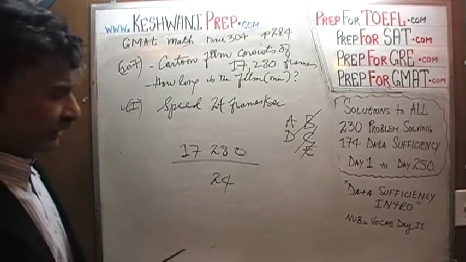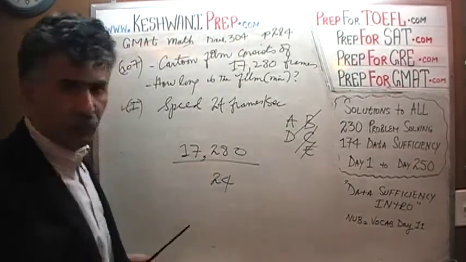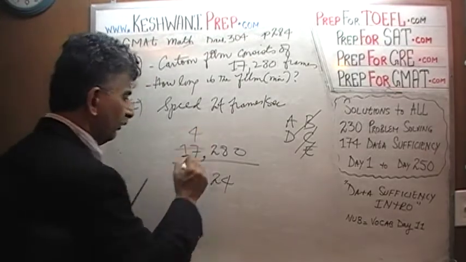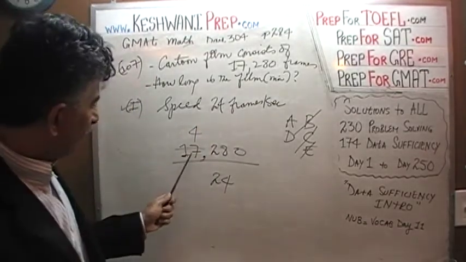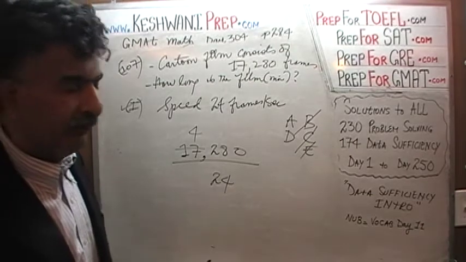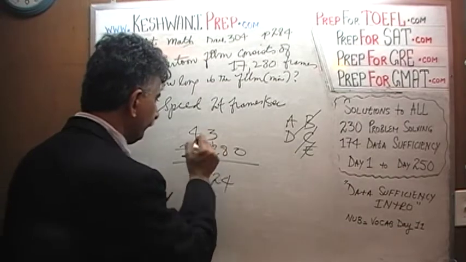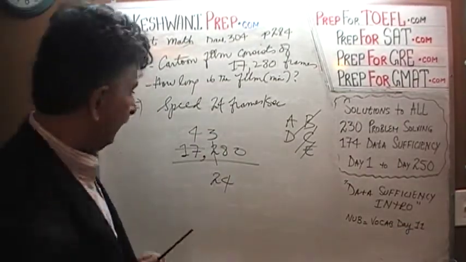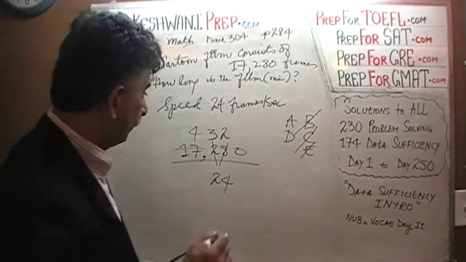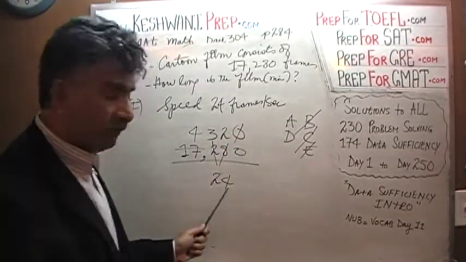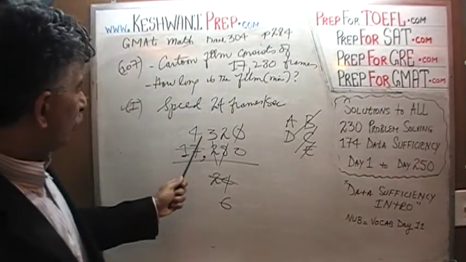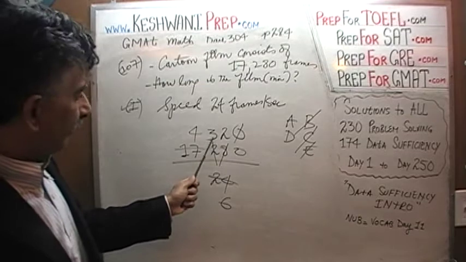How many 4s in a 17? 17 has 4 4s. 4 4s are 16. The remaining one goes and joins the 2, becomes 12. How many 4s in a 12? 12 has 3 4s. How many 4s in an 8? 8 has 2 4s. How many 4s in a 0? Well, 0 has no 4s. And how many 4s in a 24? The answer is 6.